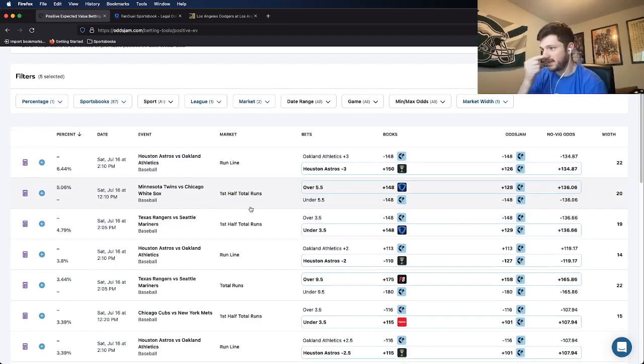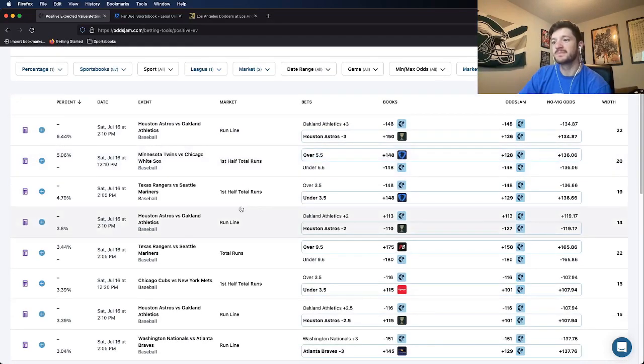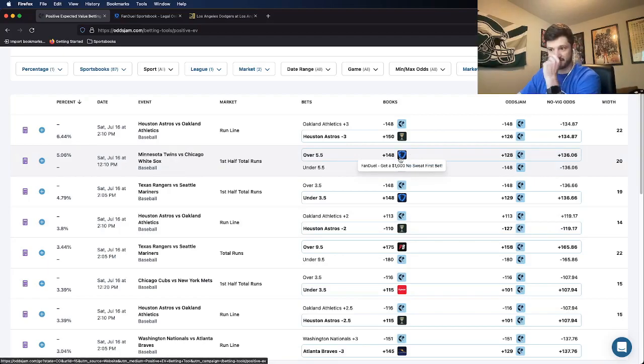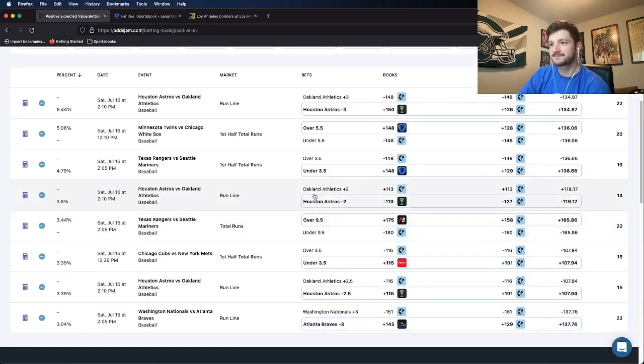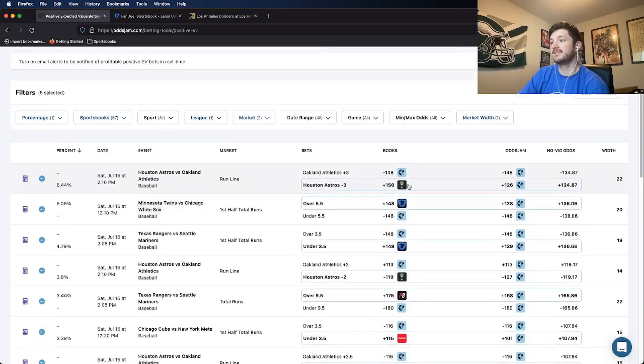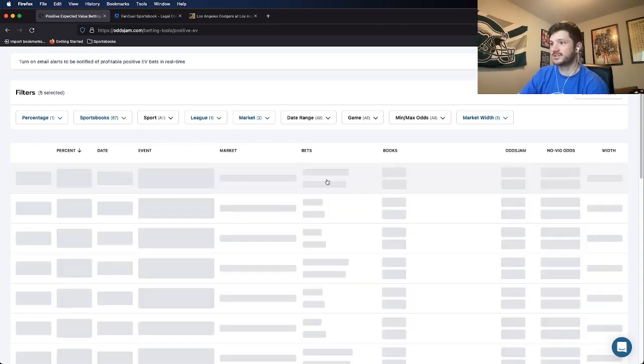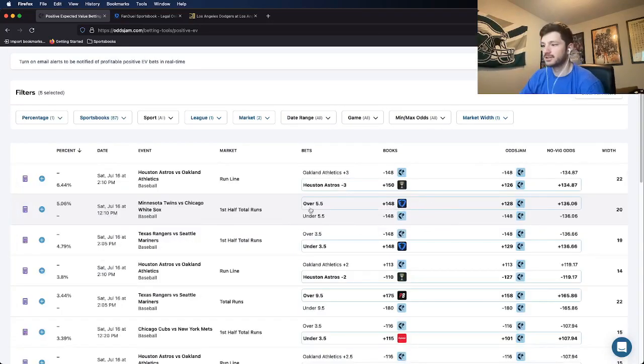So here's another one that seems to have a lot of value: Twins versus Chicago White Sox over 5.5 first half total. I've also noticed, so I guess the odds updated, this total was on here multiple times at a different number, but it looks like we're good to go. Looks like it's not. So this is something that I'm going to go ahead and lock in on FanDuel. It's the Twins versus White Sox first half total runs over 5.5.